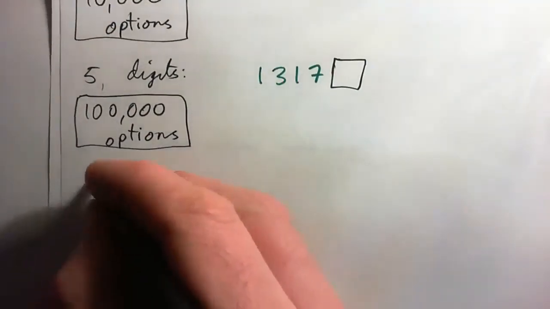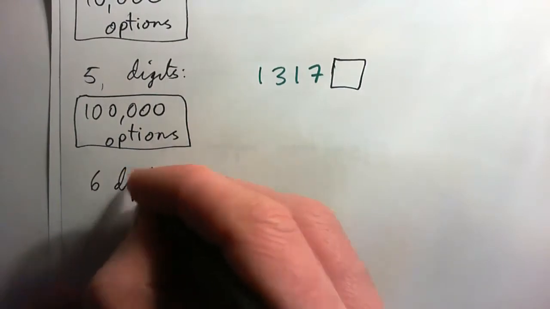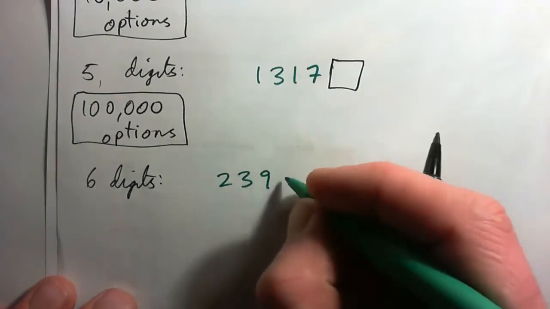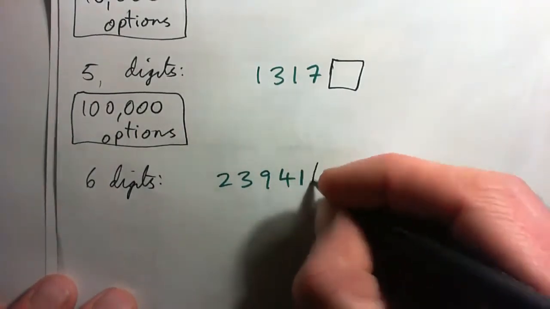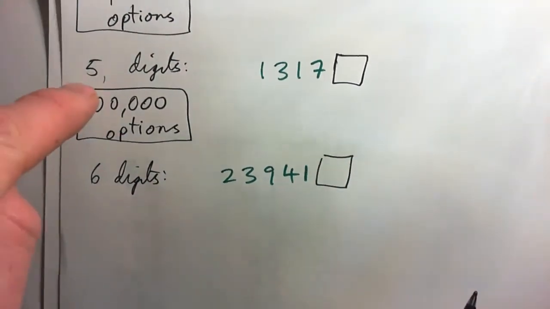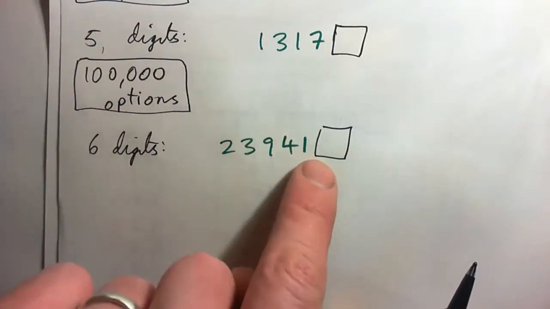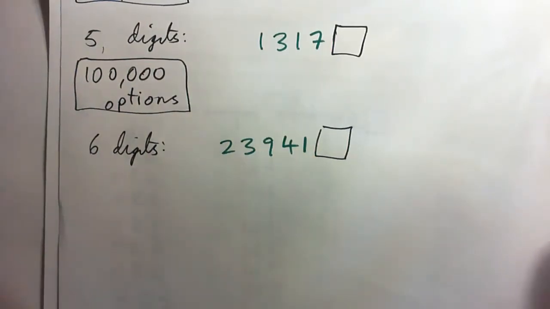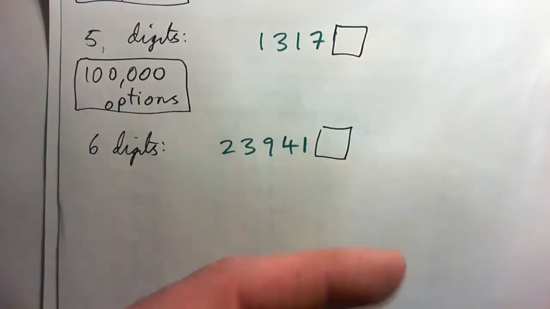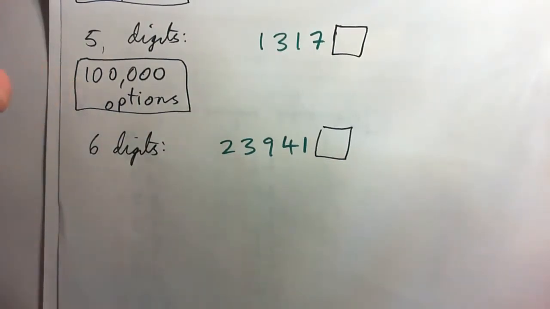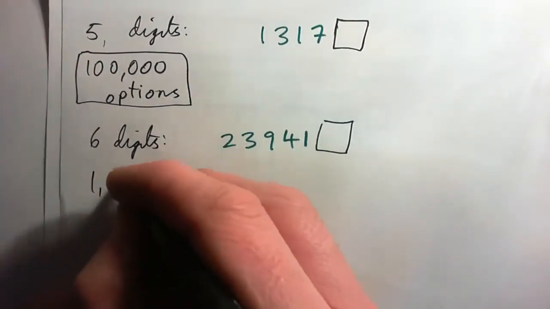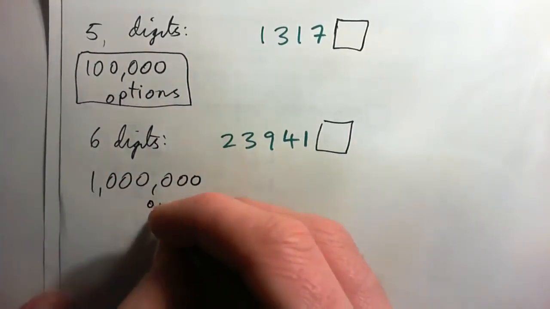100,000 and 6 digits similarly. Take any 5-digit option like 2, 3, 9, 4, 1. Add on another option at the end for a 6-digit number. And now for every 5-digit number, we can add on a digit at the end, 0 through 9, and get 10 new numbers. So for every 100,000 options of 5 digits in a row, we add on 1 digit. Now we have 1 million options for the 6-digit number.